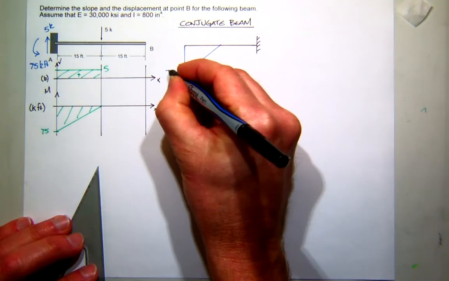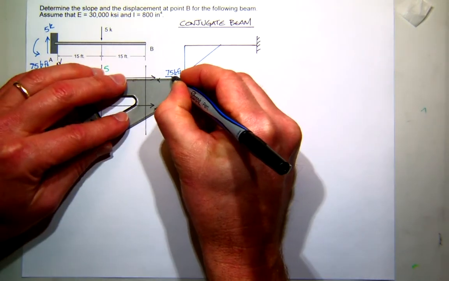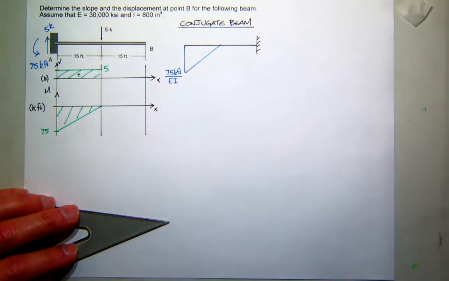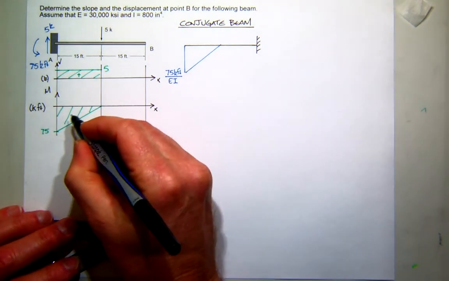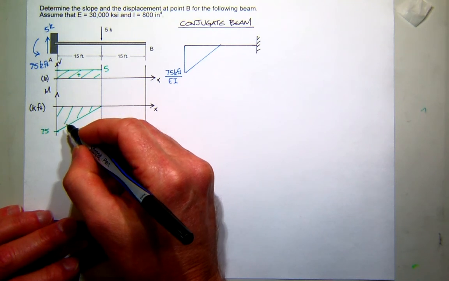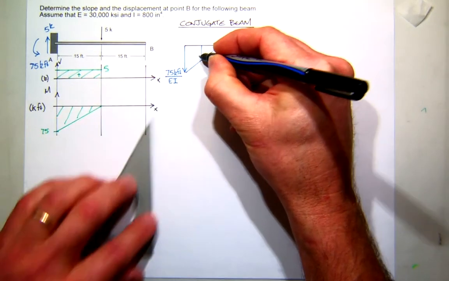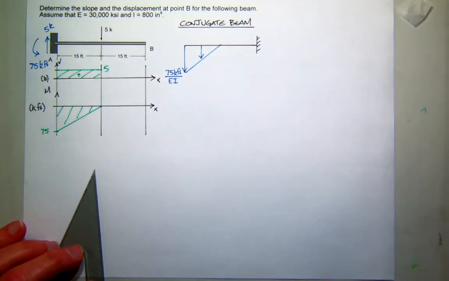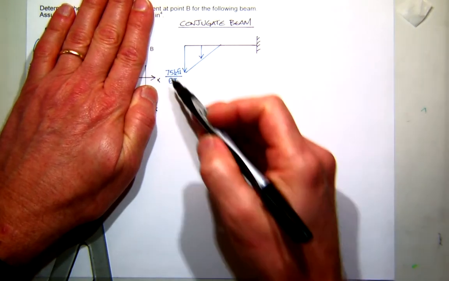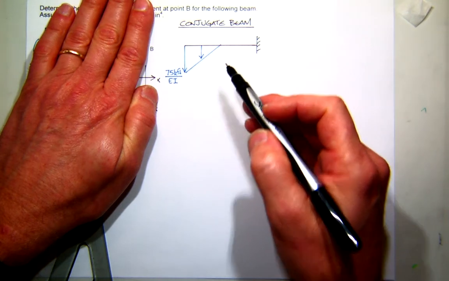And I know this has a value of 75 kip feet. And of course, part of the conversion to the conjugate beam method is that we divide by EI. Now, what kind of moment is this? Positive or negative? Negative. So what direction is negative load? Down. Now, if this is correct, you just forget about all that. Now you're just working this problem. You've made the conversion from the real beam to the conjugate beam. This is the problem you're working on now.